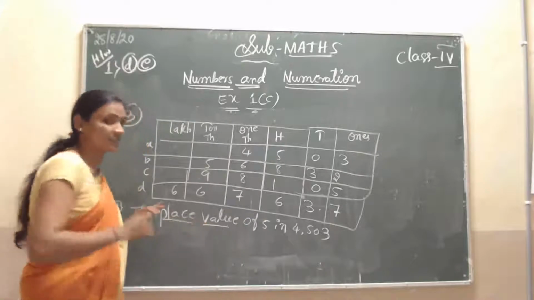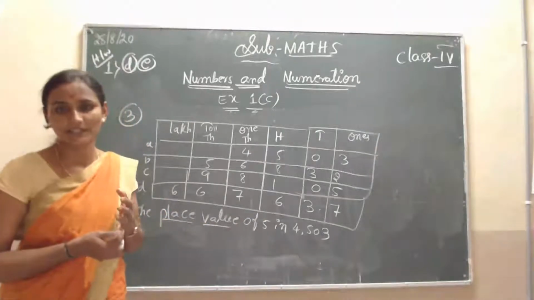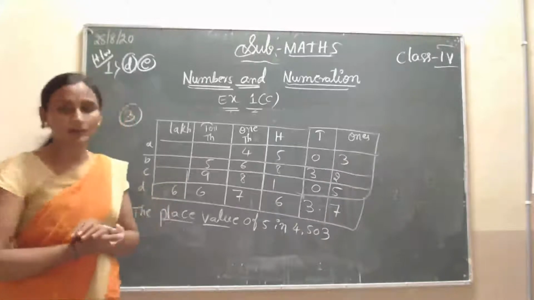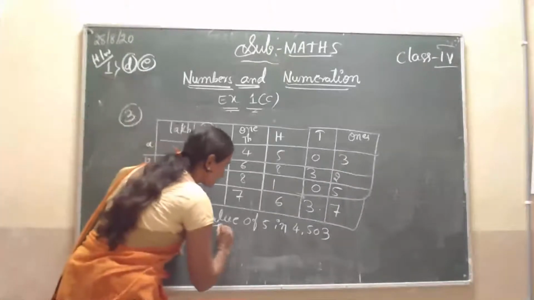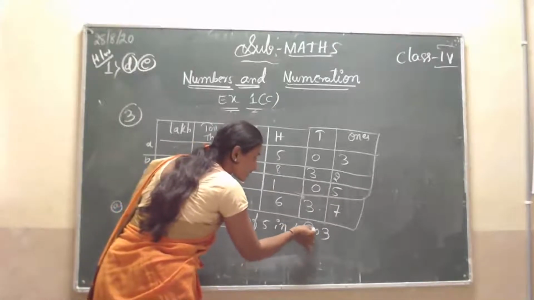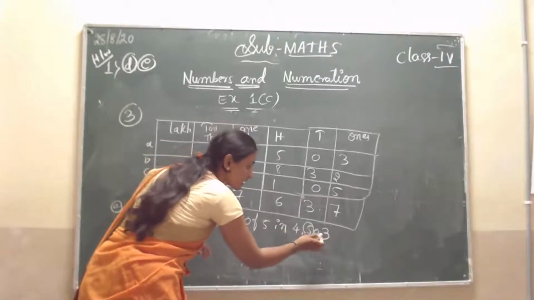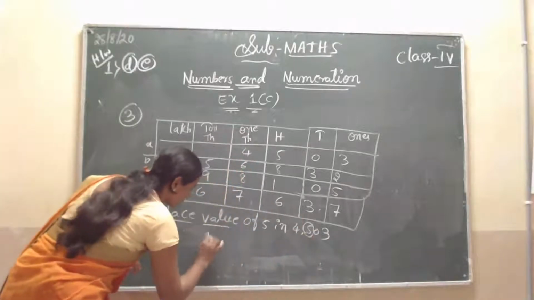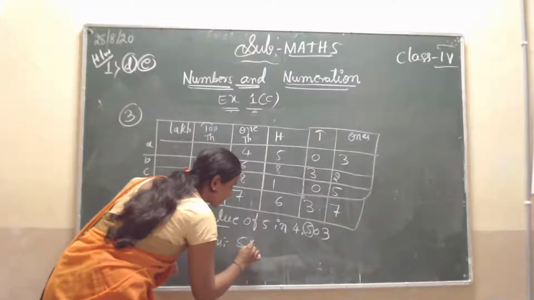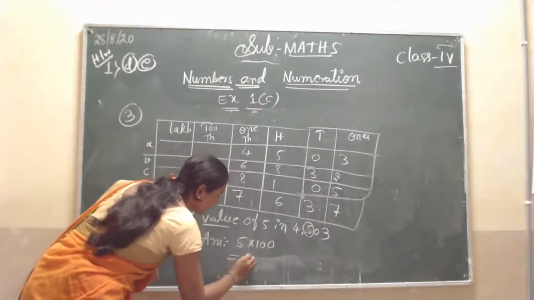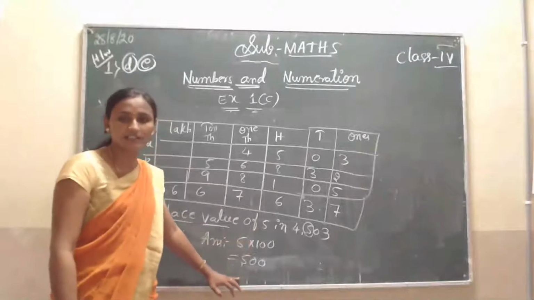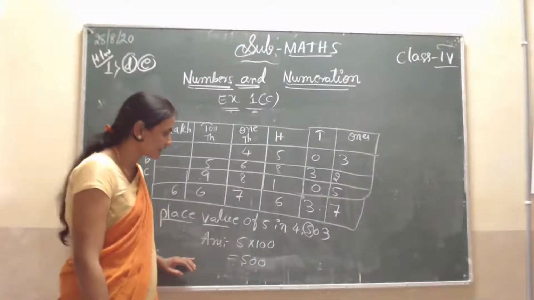Place value. Yes, just recall the definition of place value. Depending upon the position, you have to multiply by that position. So the place value of 5 in 4,503. This is the 5. Yes, students. What is the place value? Ones, tens, hundreds. So the 5 is in the hundreds place. 5 into 100 is 500. The place value of 5 is 500. So this is the first one.